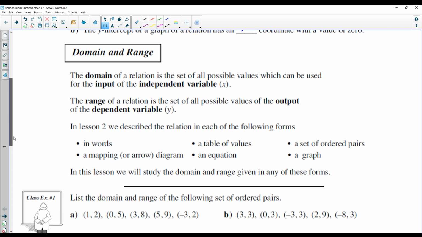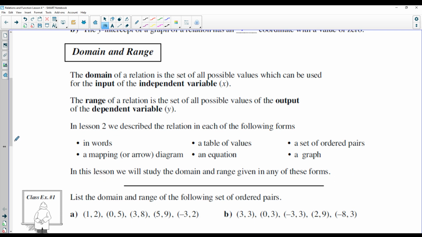But our focus is going to be on something called the domain and range of a graph. So we'll start off with some definitions. The domain of a relation is the set of all possible values which can be used for the input of the independent variable. So what that basically means is your domain represents all x values that are on your graph. The range of a relation is a set of all possible values of the output of the dependent variable y.